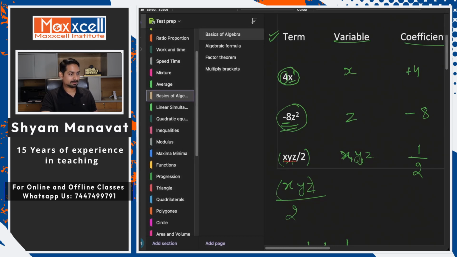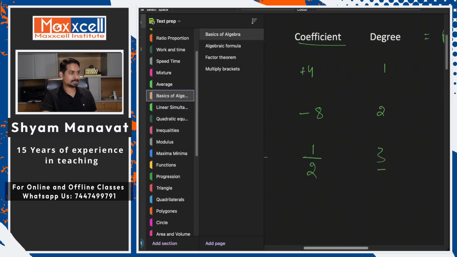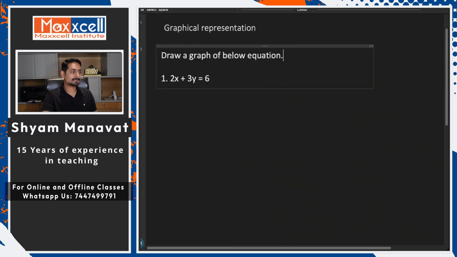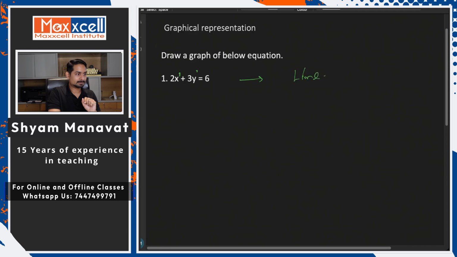The power 1, variable power 1 is a degree 1 equation. So this linear equation is a degree 1 or power 1 equation, or rather I would say an equation which has power 1. That kind of equations are called linear equations.